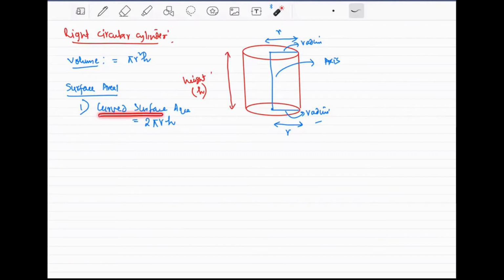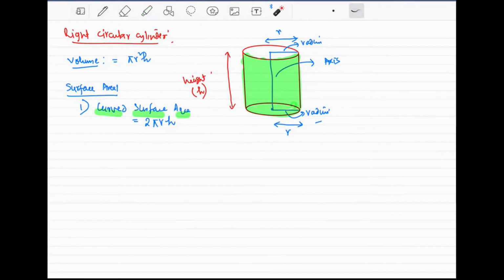And you should understand what a curved surface area is. Let me just shade this portion right here, in all directions. I'm showing just one side of the glass or one side of the cylinder. When you take this portion in all directions, that portion is called the curved surface area. And you should know the formula, it's 2 pi r h.